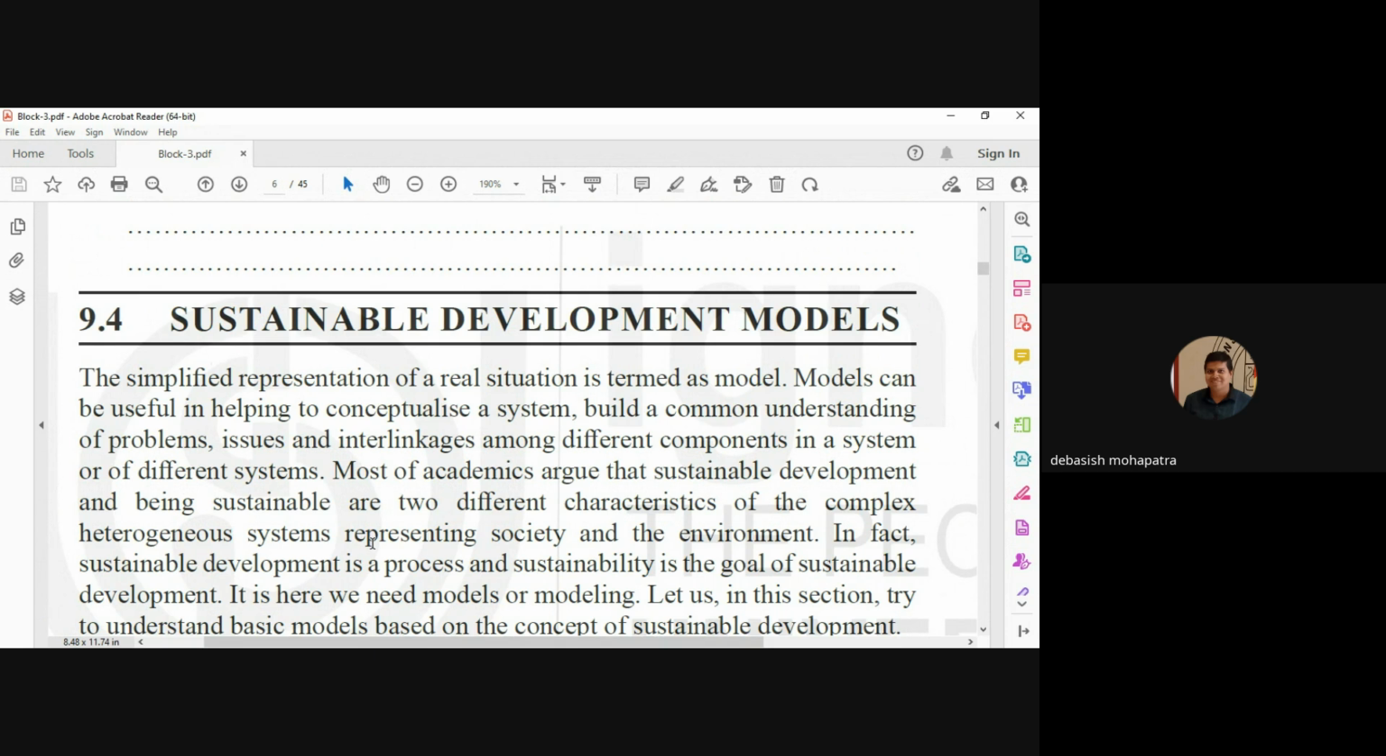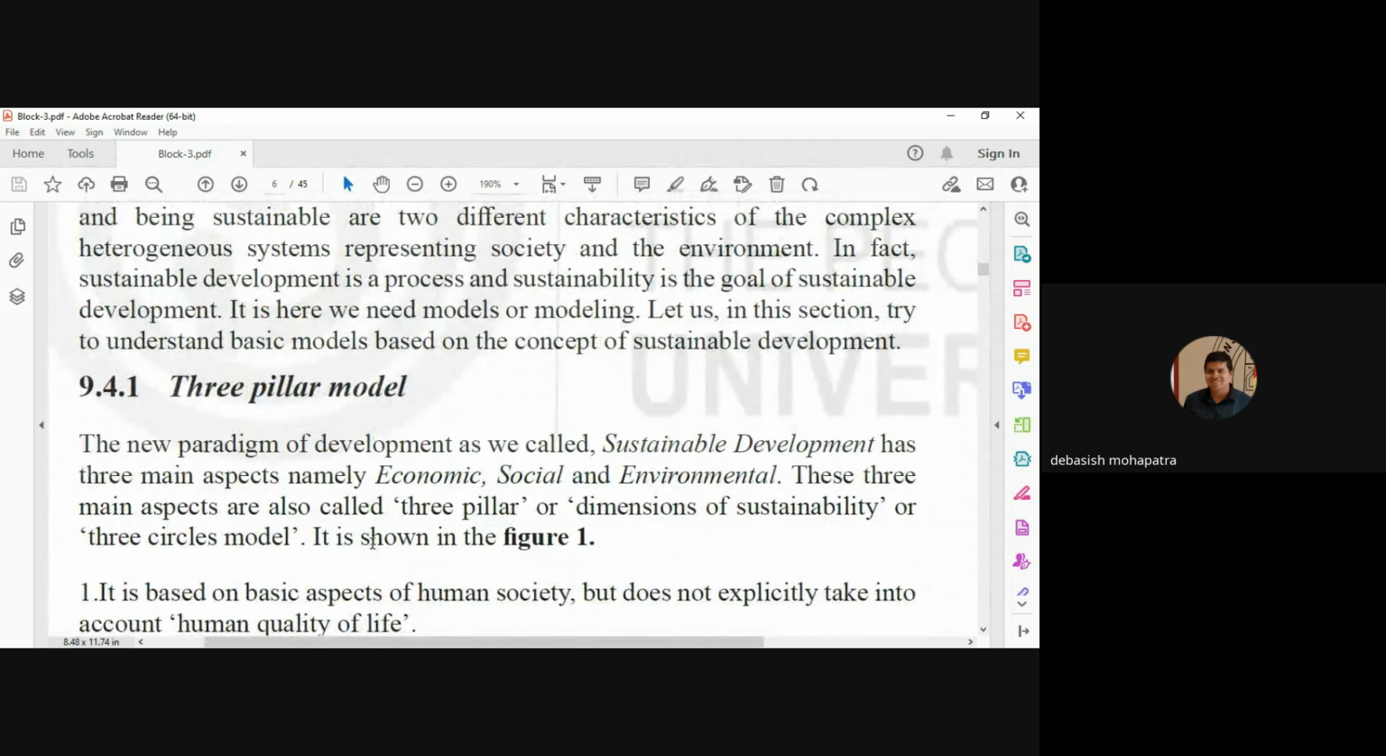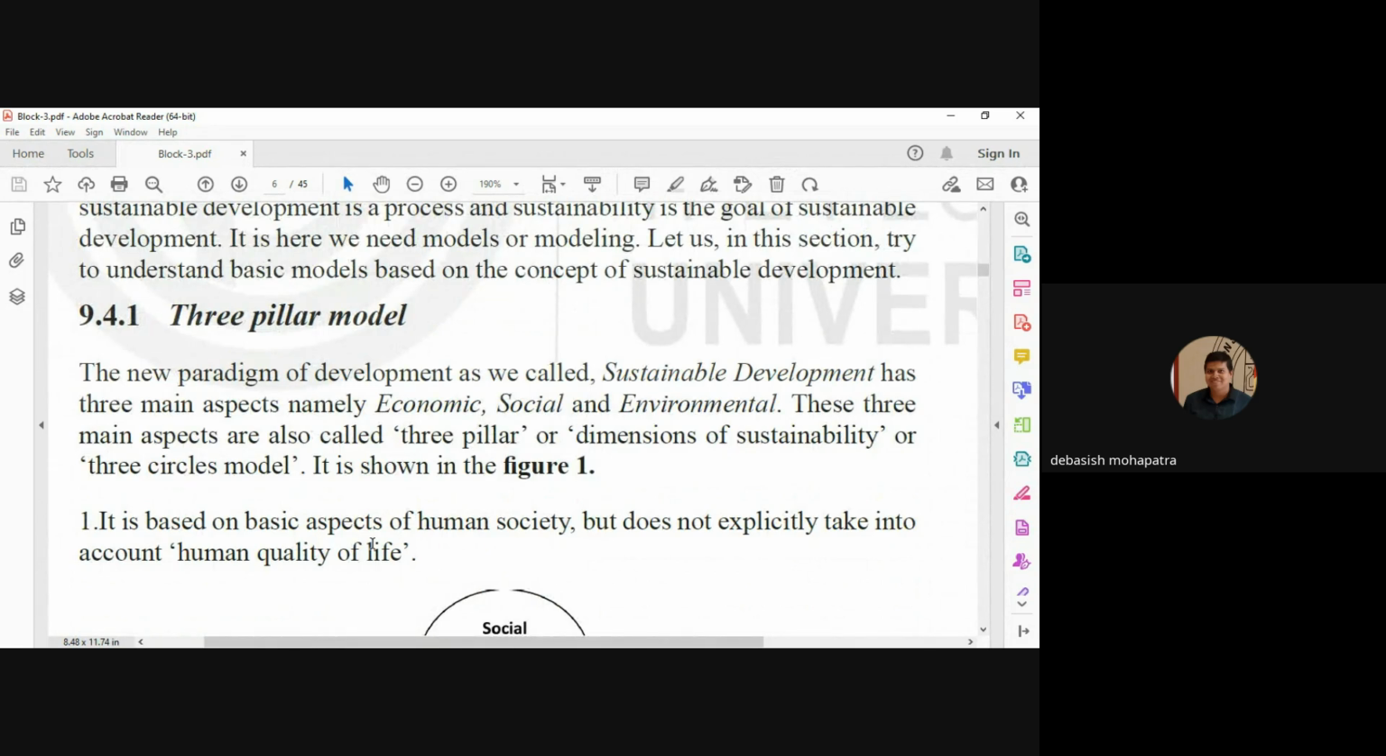This simplifies representation of a real situation in terms of a model. Okay. The first is the three-pillar model. The new paradigm of development, which we call sustainable development, has three main aspects, namely economic, social, and environment. These are the three pillars. These three main aspects are also called the three pillars.